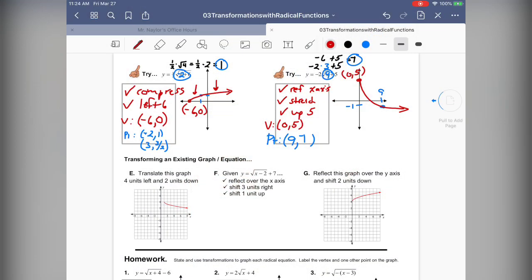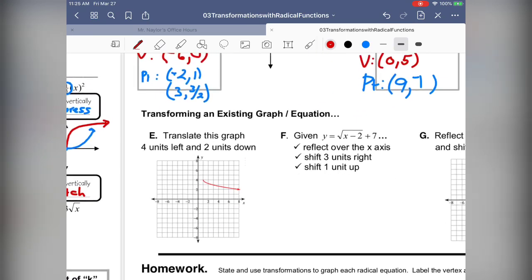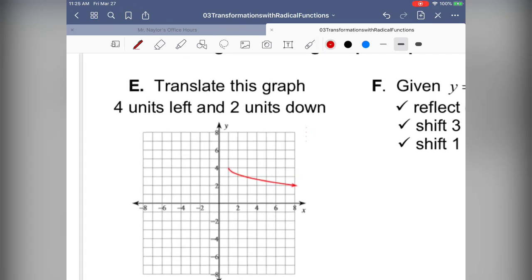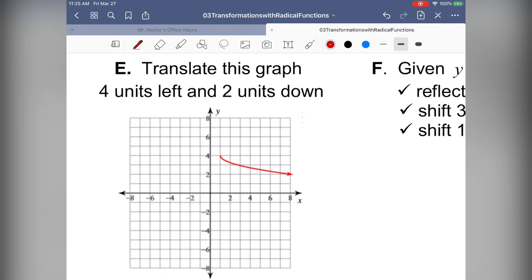All right, there's actually one more concept we want to do with this idea of transformations, and that is the idea of transforming an existing equation or an existing graph that has already been transformed from the beginning. So if you look at this graph here, we want to be clear that it already has had some transformation. I mean, the vertex is at 1, 4. But what we want to do is translate it more. We want to go 4 more units left. We want to go 2 more units down. So we're going to do that from the existing point.